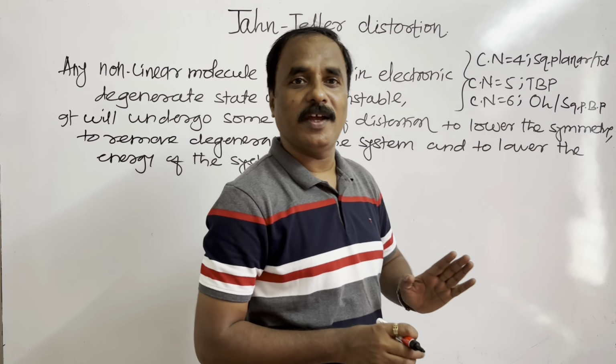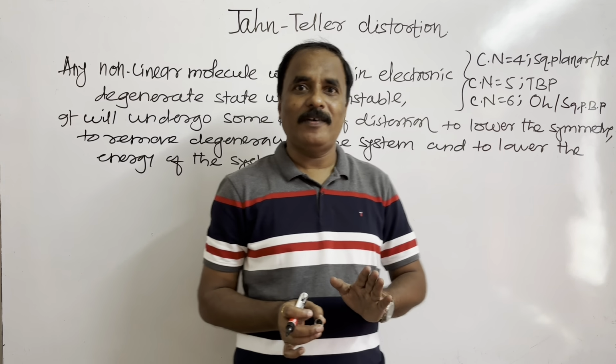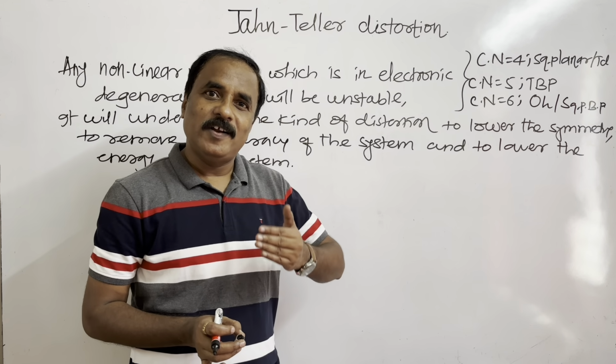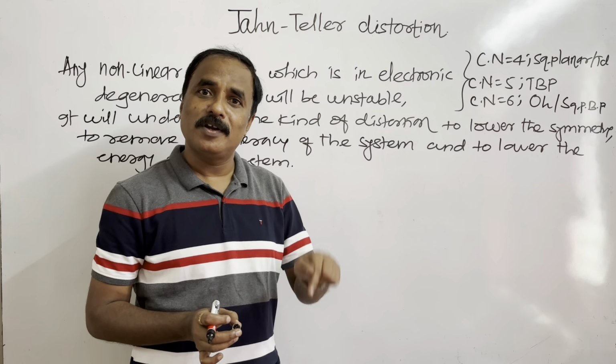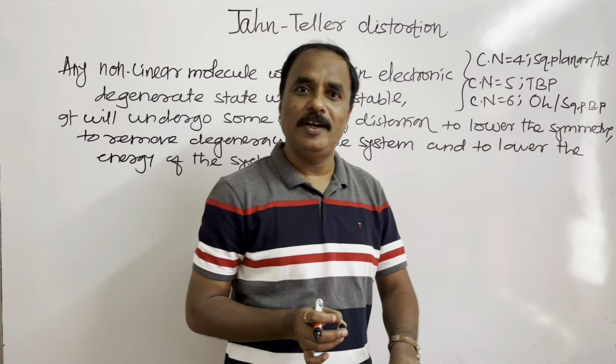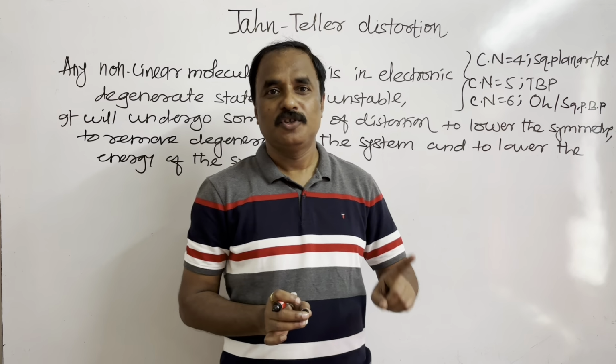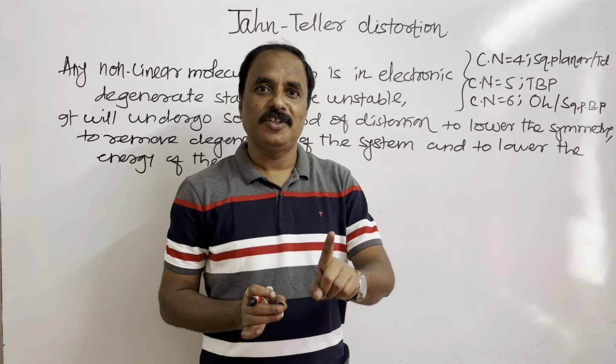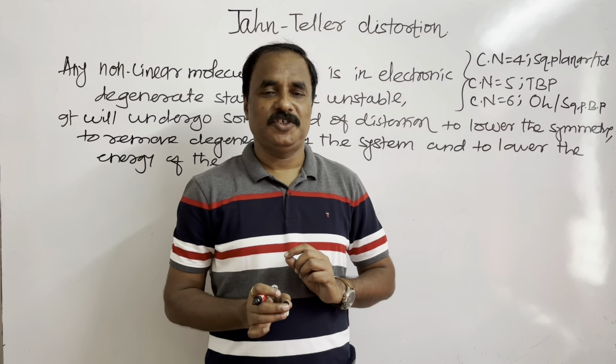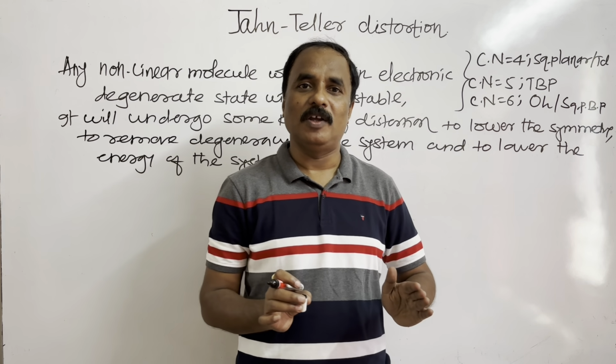It is unstable. To become stable, what happens? There will be a certain kind of distortion in geometry to lower the symmetry, to decrease the energy and to remove degeneracy. So this is the JT distortion theorem.